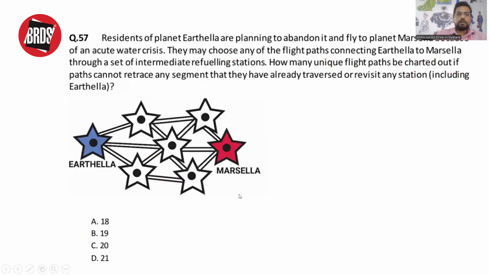Okay, so residents of planet Earthella are planning to abandon it and fly to the planet Marcella because of an acute water crisis. Okay, that is just a story. They may choose any of the flight paths connecting Earthella to Marcella through a set of intermediate refueling stations. How many unique flight paths can be charted out if paths cannot retrace any segment that has already been traversed or revisit any station again?